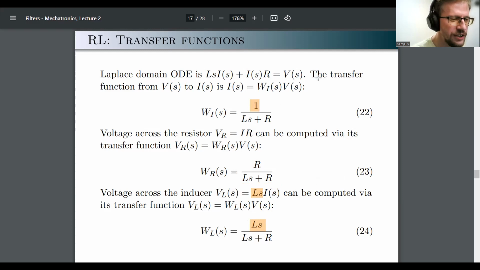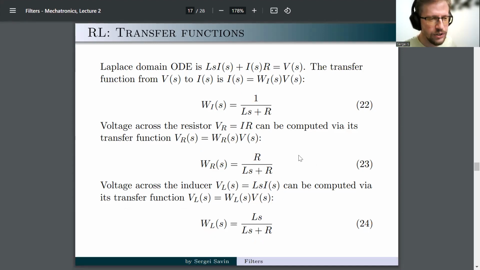So you can see how easy it is to work with transfer functions here. So far, we didn't achieve anything new. We just wrote transfer functions for everything. But that was almost trivial, right? I was explaining things which I could have skipped. I could just say, express I as a function of V, and you would have done it. It's very easy.